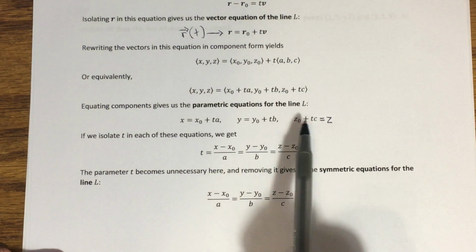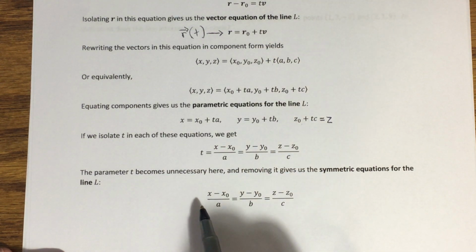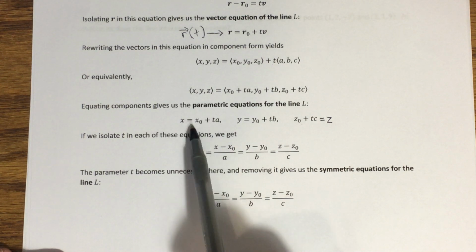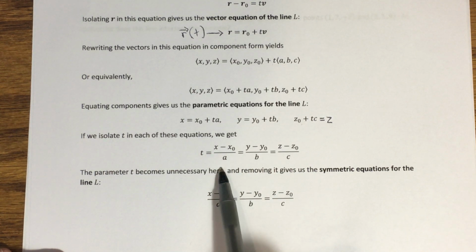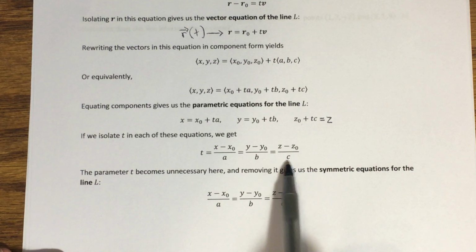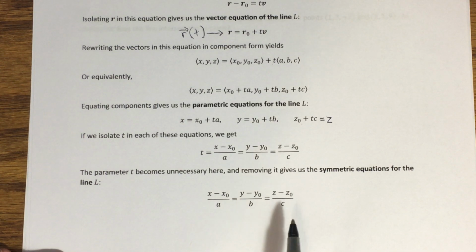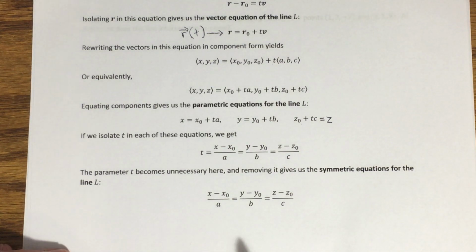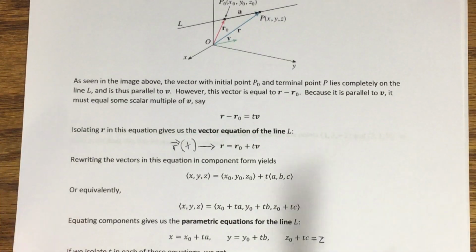Now, in each one of these equations, if you notice the t showing up here, if I isolated the t in each one of these three expressions, here is what t would have been set equal to: x minus x naught over a, y minus y naught over b, z minus z naught over c. And because all of those are equal to t, we can say that they're all equal to each other. And this set of equations right here is what we call the symmetric equations for that line L. So three different equations that we've talked about, all describing the same line but just given in a different form.